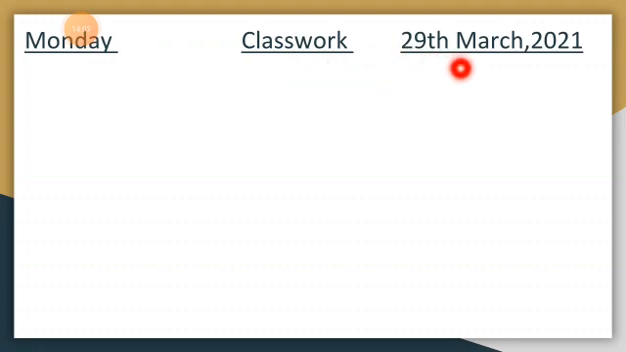Now at the top of your right side, you will put your date, that is 29th March 2021. 20 and 21. This is how you will put the year. Monday, classwork, 29th March 2021. This is the date. Monday, then underline it, then write down the classwork, underline it, then put the date, that is 29th March 2021.